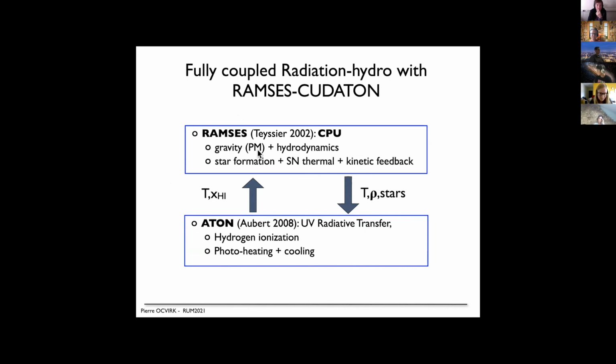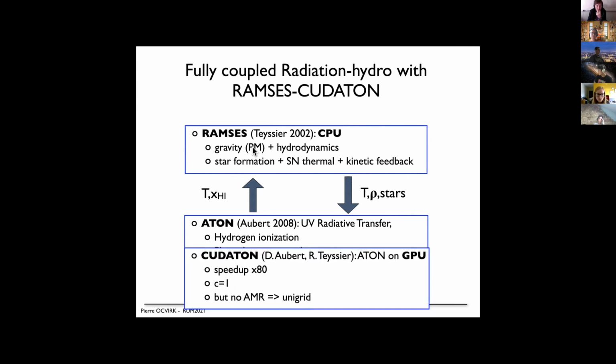So in this code, RAMSES takes care of most of what happens in terms of gravity and hydrodynamics on the CPU, but the GPU takes care of the radiative transfer using the ATON module written by Dominique Aubert. So that's a radiative transfer code which takes care of hydrogen ionization, photon propagation, photoheating, and cooling. So in one time step, RAMSES sends the relevant fields to ATON, which runs and then sends back the relevant hydrodynamical values back to RAMSES.